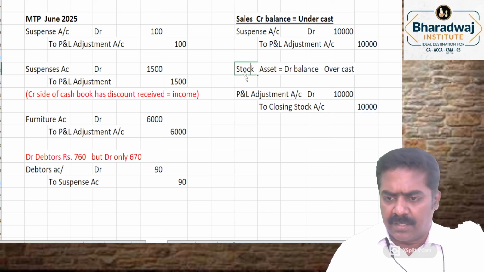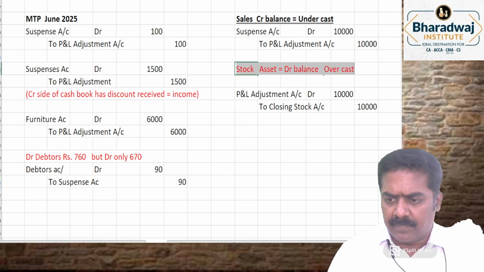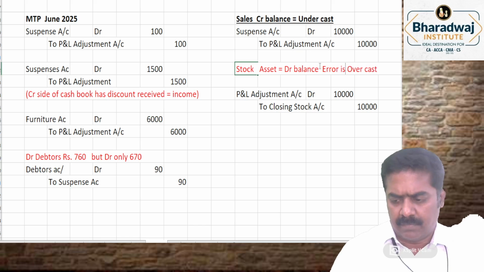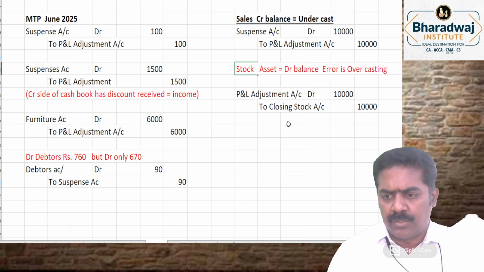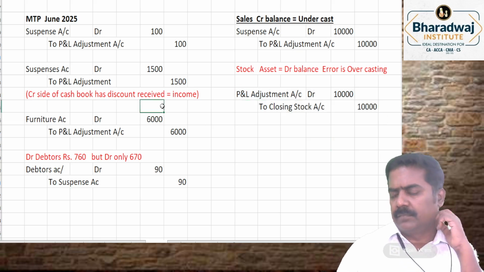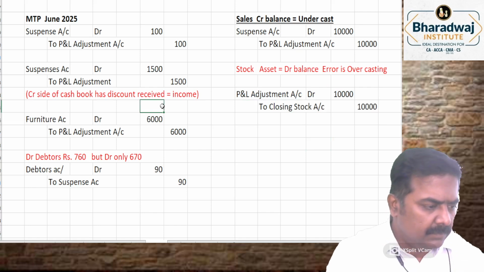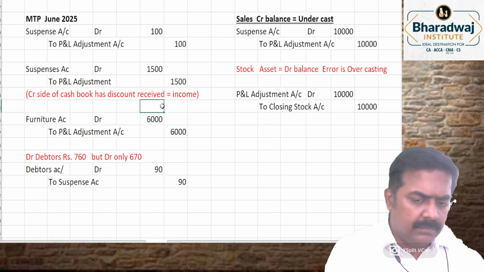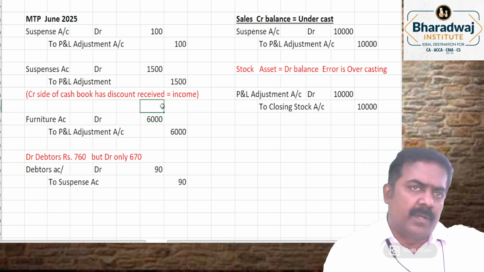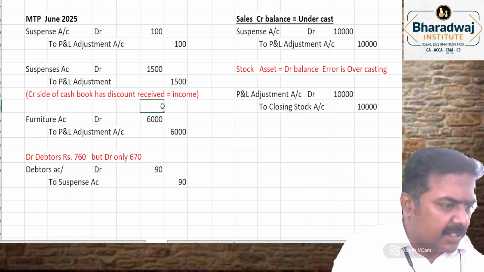Stock is an asset. Okay. Debit balance இருக்கும். We have done over cost. So how to remove credit and remove: P&L adjustment account debit to closing stock. Every journal entry, of course, should be supported by which one? Narration. Do they ask you to prepare P&L adjustment account?